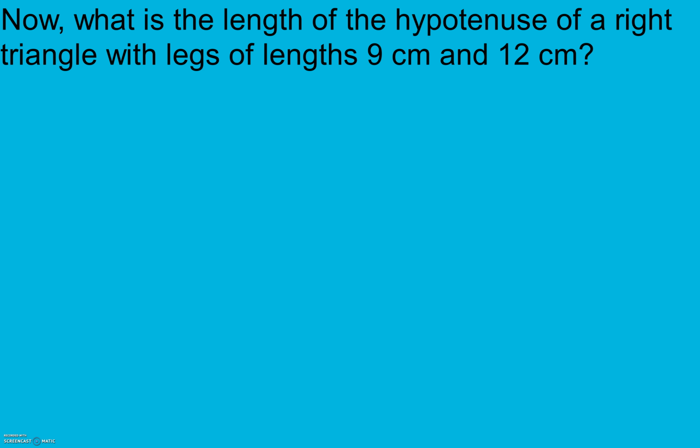Now we want the length of the hypotenuse of a right triangle if our legs are 9 and 12. The legs are our a and our b. Hypotenuse is always c. We're looking for the length of the hypotenuse, and we have our legs. So a squared plus b squared equals c squared. 9 squared plus 12 squared equals c squared. 9 squared is 81. 12 squared is 144. When we add those together, I get 225.